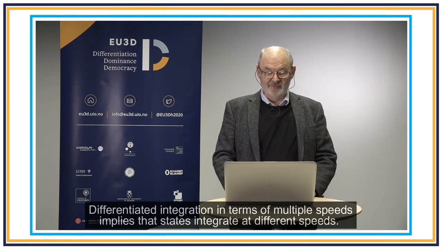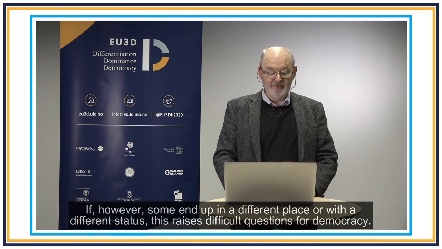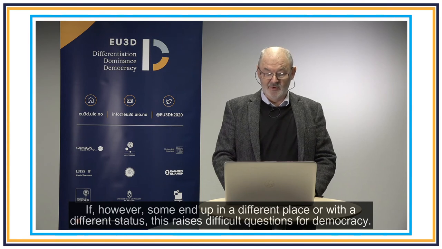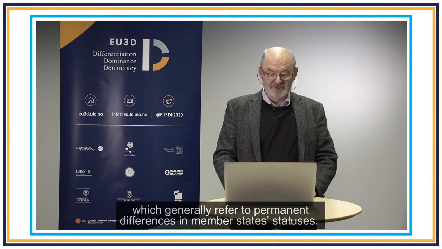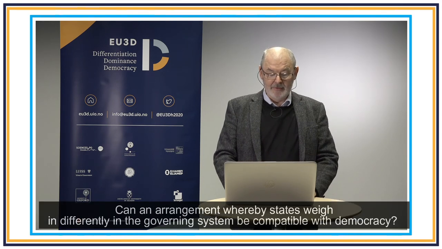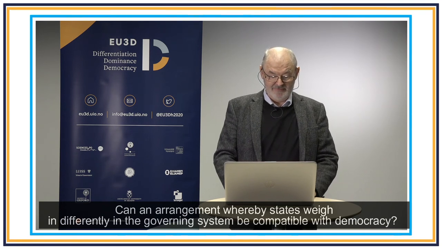Differentiated integration in terms of multiple speeds implies that states integrate at different speeds. That is not democratically problematic insofar as all eventually reach the same destination and do not prevent others from doing the same. If, however, some end up in a different place or with a different status, this raises difficult questions for democracy. More complex challenges for democracy are such notions as core Europe and variable geometry, which generally refer to permanent differences in member states' statuses. Can an arrangement whereby states weigh in differently in the governing system be compatible with democracy?